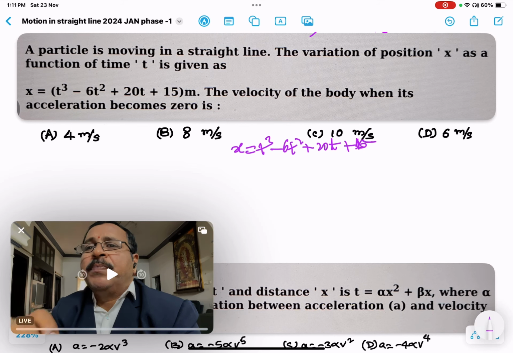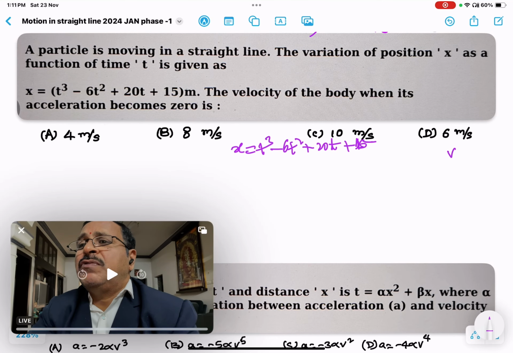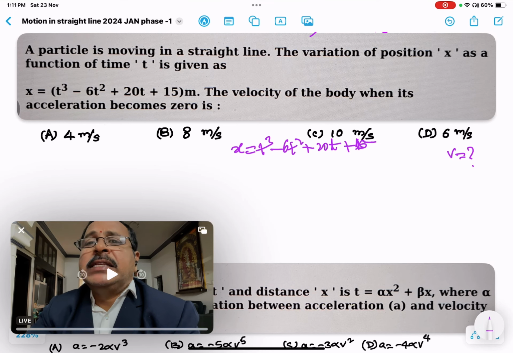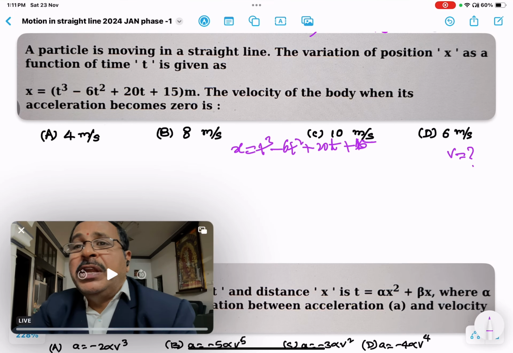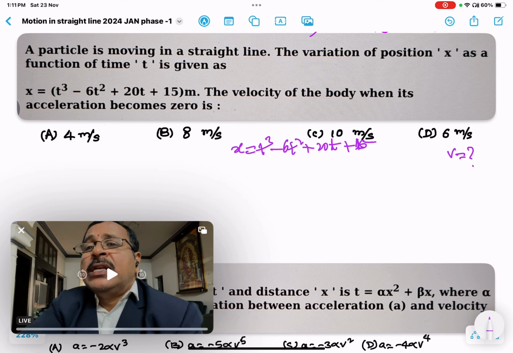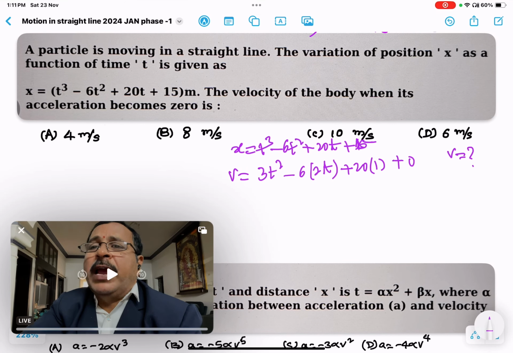The values are given. Now what is he asking? He is asking the velocity, under the condition that acceleration is 0. First of all, we should differentiate the formula so that we get velocity first, then acceleration next. So first velocity: differentiation means 3t square, minus 6 into 2t, plus 20 into 1, and plus 15 gives 0, because it is a numerical value.